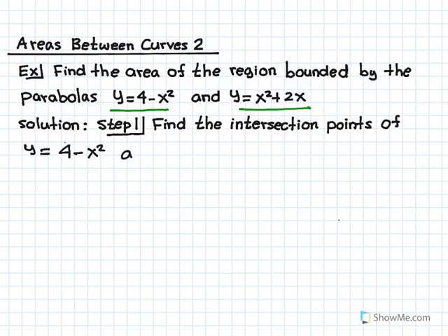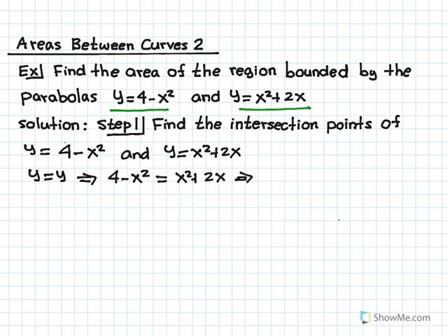and y equals x squared plus 2x. To find the intersection point, we let y equals y and we solve for x. So let's do some algebra. We have 4 minus x squared equals x squared plus 2x. Let's bring everything to the left-hand side. We get minus x squared, minus x squared, bring the 2x to the left-hand side, and we get minus 2x squared minus 2x plus 4 equals 0.